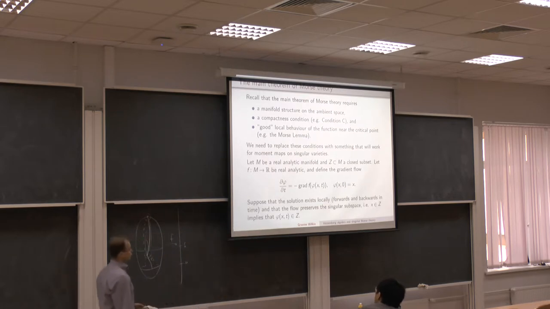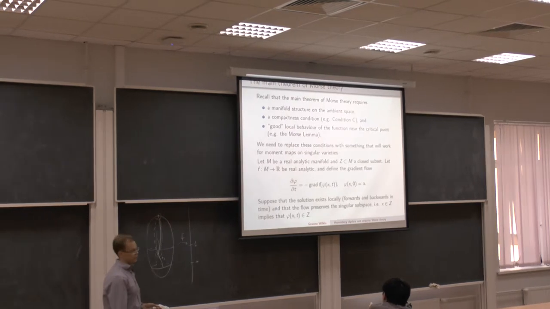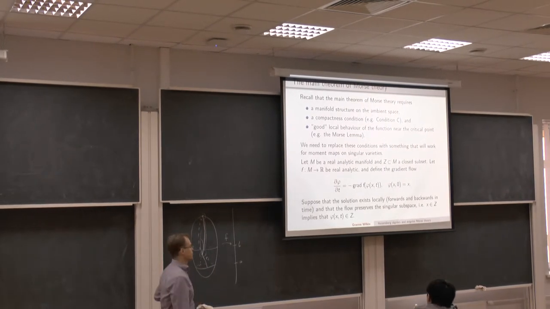Okay, so if you take some real analytic manifold and then you take some closed subset which is preserved by the gradient flow. On the manifold you have some nice gradient flow, assuming you have a nice function. You can write down the gradient flow equations and suppose that the solution exists locally, forwards and backwards in time. We're not saying it exists globally, even in nice cases, it may blow up in finite time. But at least forwards, it lasts a long time. Most importantly, it preserves the singular space. So you start in the singular space, you stay in the singular space, for all times such that the flow exists.